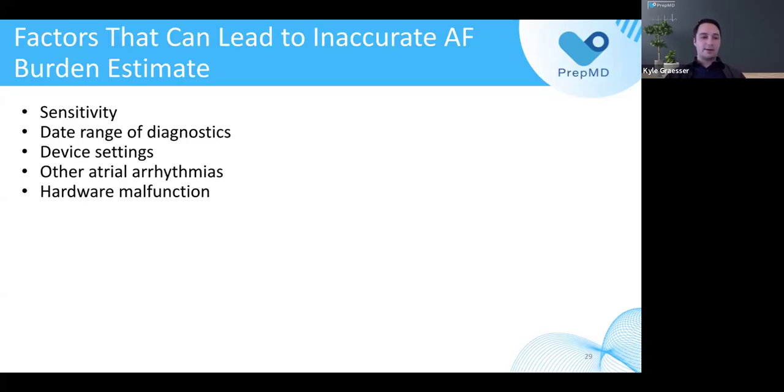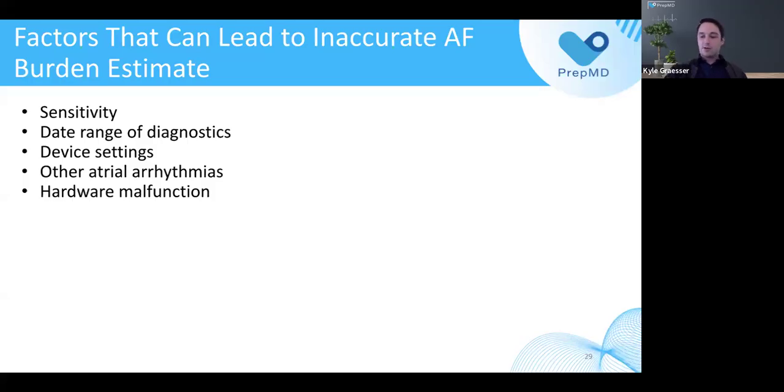Device settings, we'll look at a couple examples where the way that our settings are set up to record episodes or store information might be leading to an inaccurate estimate of what we're trying to see. Also, other atrial arrhythmias, so someone going into flutter or atrial tach might be seen differently by the device, and we might want to manage those patients slightly differently in terms of anticoagulation, rhythm control, rate control. So just making sure we know what the actual rhythm is. And of course, a hardware malfunction could lead to inaccuracies as well.